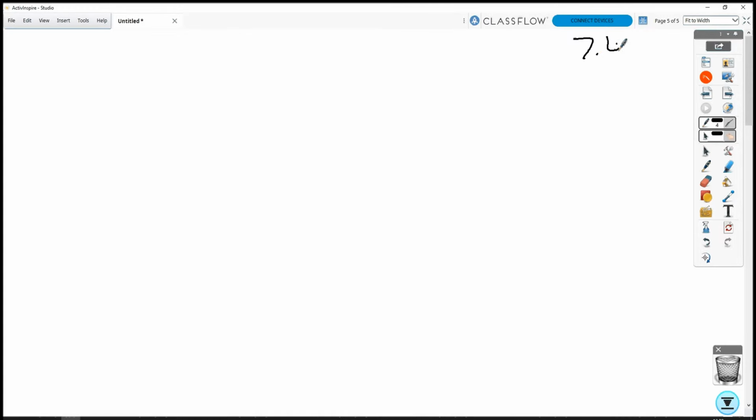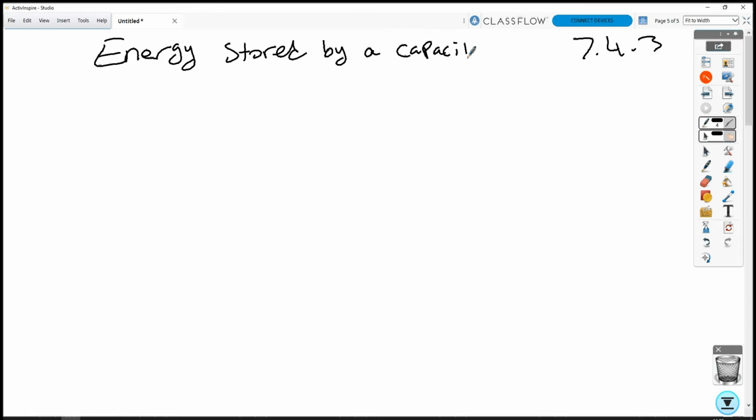This is 7.4.3, energy stored by a capacitor. Now, we refer to a capacitor being charged by a battery, as we saw in the previous lesson, where we connect the battery across the terminals of a capacitor and we allow it to become charged.